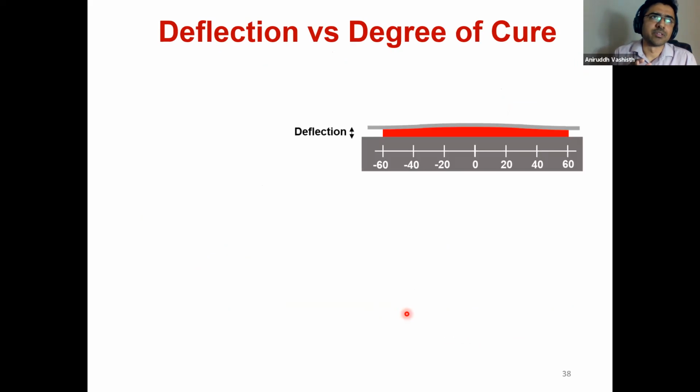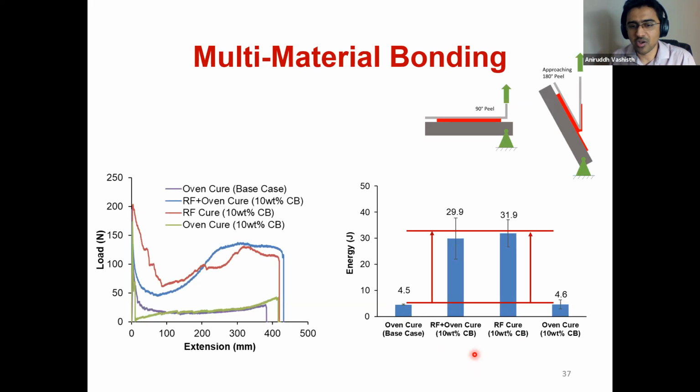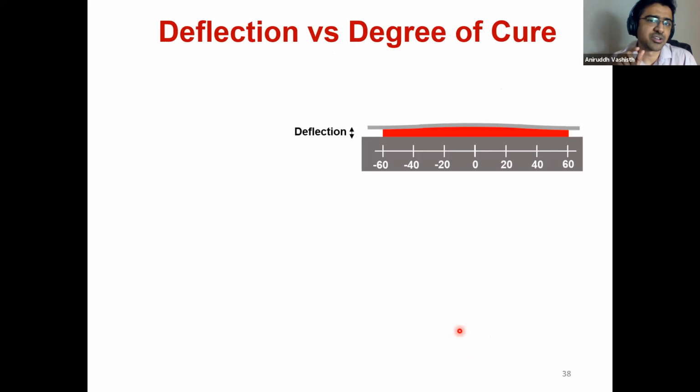The final question that we had in mind was, let's say you do 5 minutes of RF pre-cure. Here I showed you that we had this combination method where we did RF cure and oven cure. But how much of that initial RF cure is required to decrease the mid-span deflection? So we did a series of experiments where we RF pre-cured these MMB specimens for varying times. So we did an RF pre-cure of 4 minutes, 5 minutes, 10 minutes, 15 minutes.